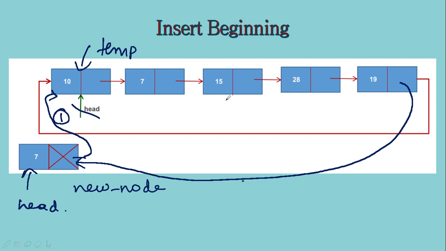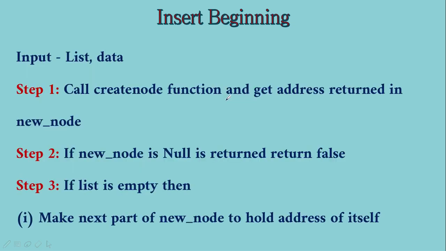So the order is very important, and let us formulate the algorithm. Step number 1: we call the create node function and get the address returned in new node, right? Then you check whether new node is null. If it is null, then we return false. Otherwise you have to do one thing.